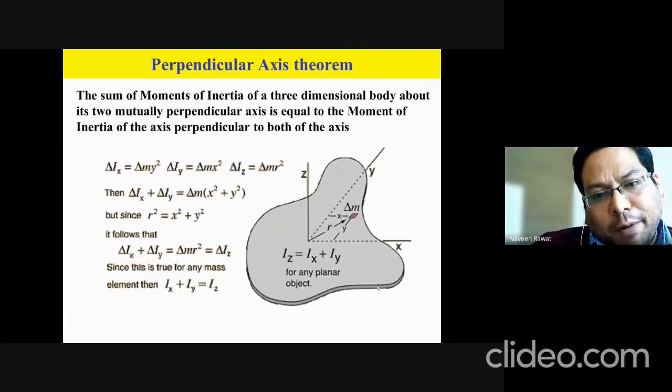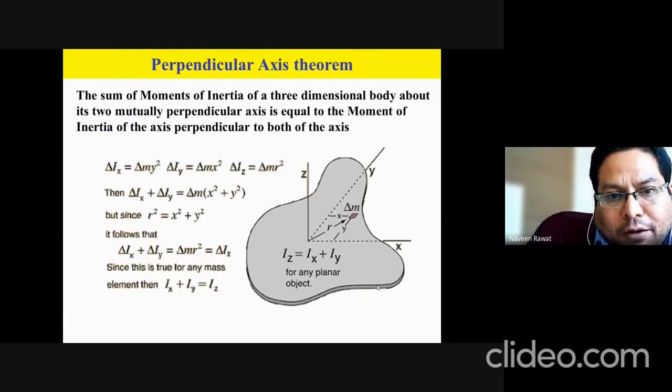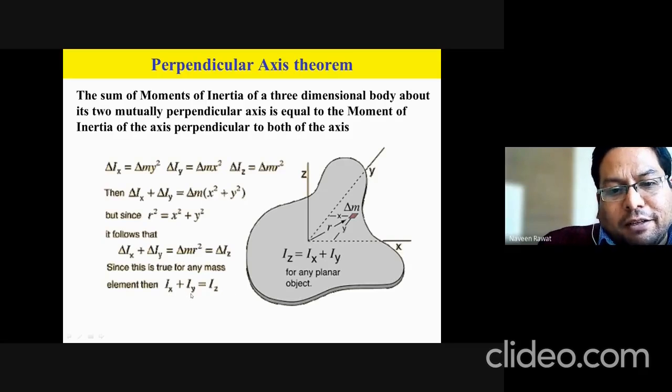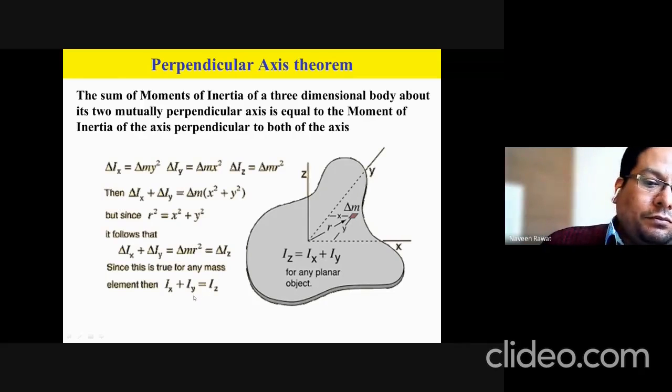Similarly, we have the perpendicular axis theorem, and the perpendicular axis theorem says that the sum of the moments of inertia for a three-dimensional body, about its two mutually perpendicular axes, is equal to the moment of inertia about the axis that is perpendicular to both these axes. Simply in mathematical terms, I of z, that is the moment of inertia along the z axis, will be the sum of I of x plus I of y, okay. So we need to know either one of these terms so that we can calculate the other, okay.